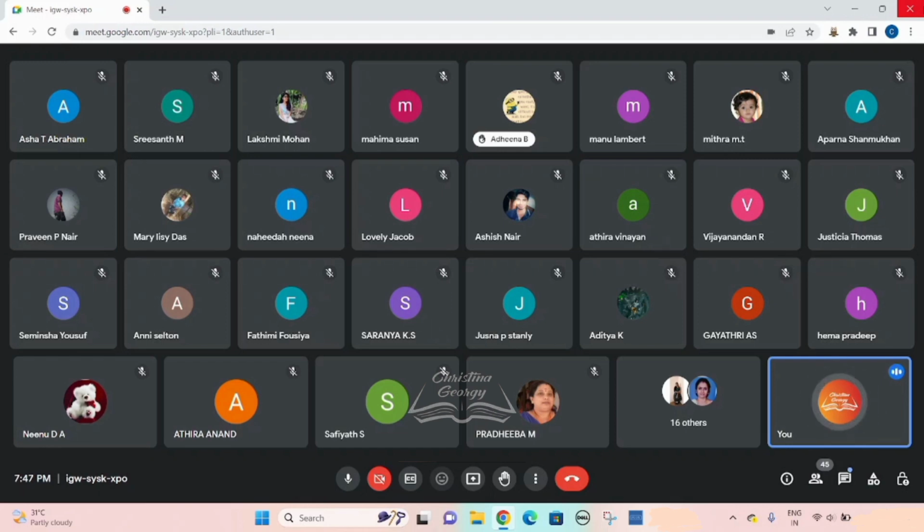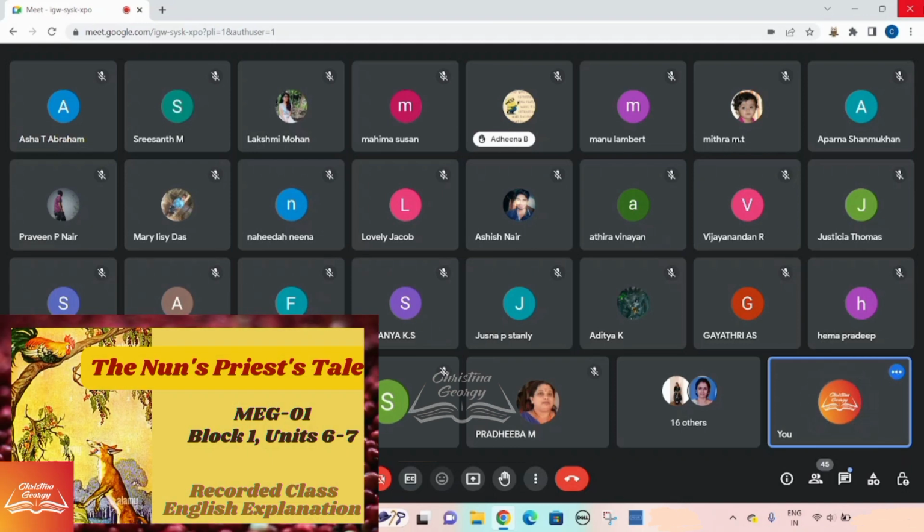For that matter, let me remind you that this unit is of great importance. Similarly, unit 6 and 7 deal with the nun's priest's tale, and that is also an important area. I've seen many questions from this particular area. There are essay questions, possible essay questions you might also receive. Perhaps an annotation question from these two blocks. Hence, from block 1, I would say units 4 to 7 are very important. The most important would be unit 5.